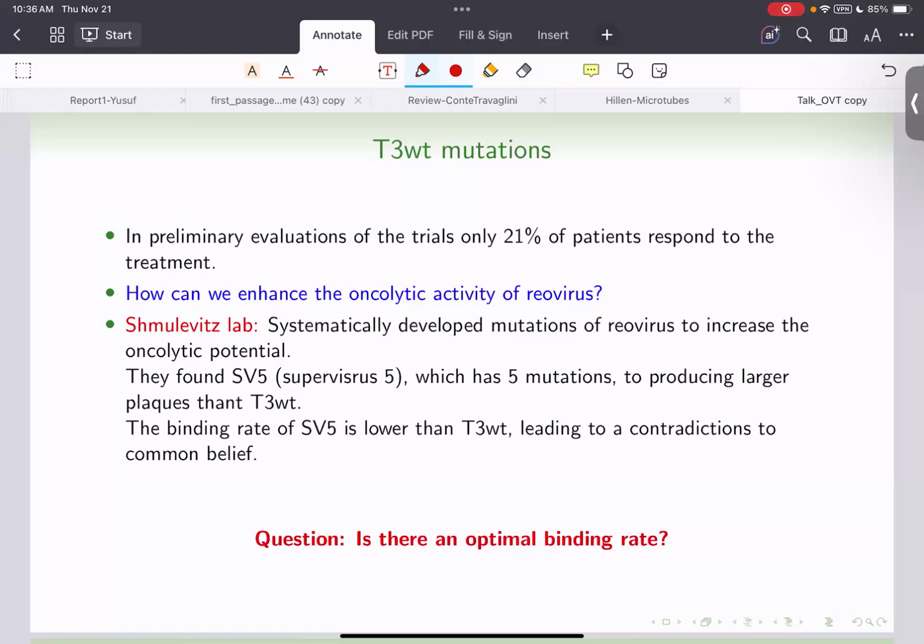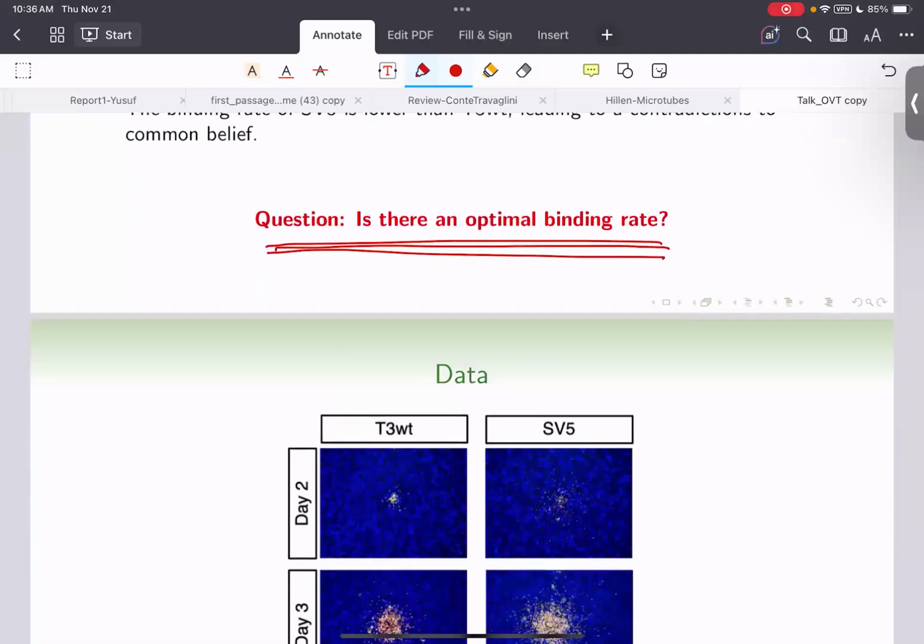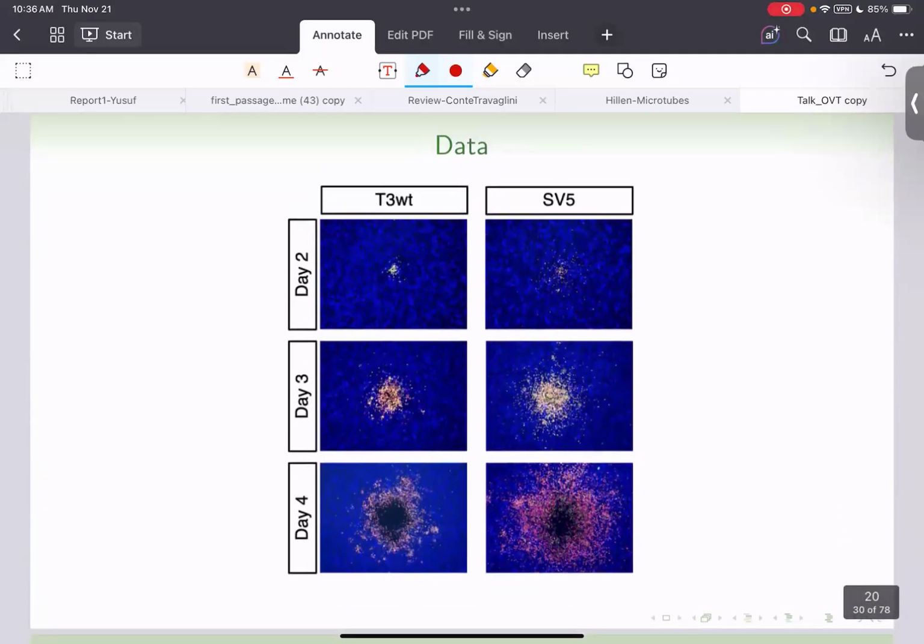So the question is, is there an optimal binding rate? First of all, is there a non-monotonic behavior in the binding? And then if there is, is there an optimal binding rate where you can get the optimal spread? So that's what we would like to do.